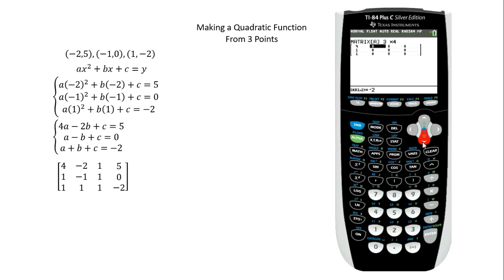I know someone asked about the arrow button. They said, well, if you push enter, it moves it as well. True. I use the arrows just out of habit. There's really no difference between them. So we're getting our numbers entered. Again, make sure the Y's are on that far right-hand side.